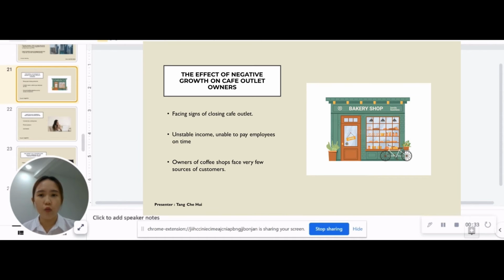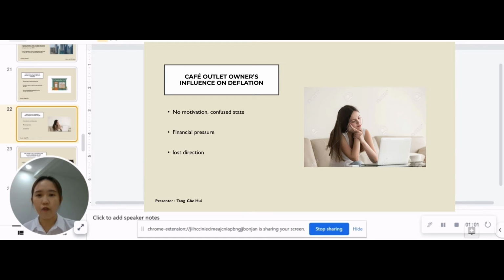So first, we can see the effect of negative growth on the cafe outlet owner. First, the owner is facing signs of closing the cafe outlet. Next, unstable income, unable to pay the employees on time. And the last is that the owner of the cafe shop faces very few sources of customers. So next, the cafe outlet owner is influenced by deflation. So there is no motivation, confusion, financing pressure, and lost direction.